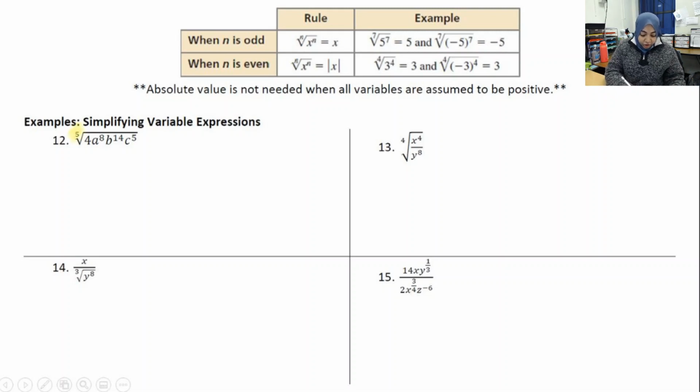Right now I do have my odd root, and it's the 5th root of 4, a to the 8th, b to the 14th, c to the 5th. Now, we already know how to deal with the 5th root of 4, or even a larger number. We did that on example 7, we did that on example 10, we did it tons of times in square roots. I know that I cannot take the 5th root of 4. However, you might be tempted to say, 5th root of 8, nope, can't do that. 5th root of 14, nope, can't do that. Ooh, 5th root of 5, I can maybe do that, right?